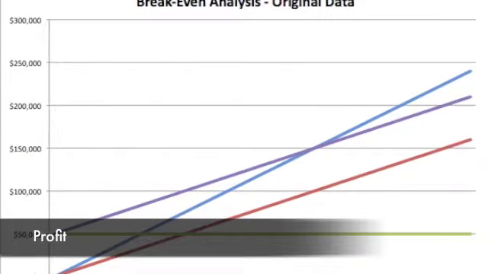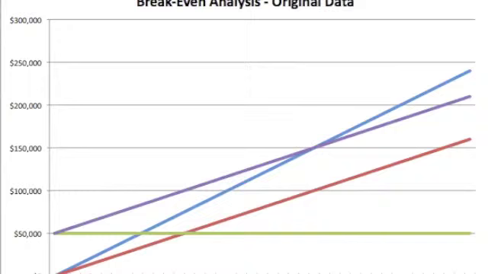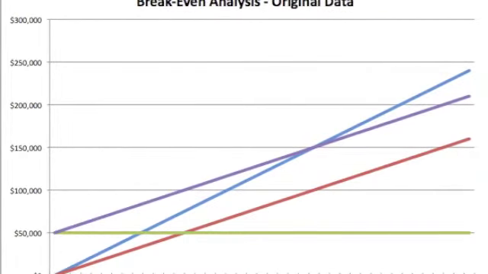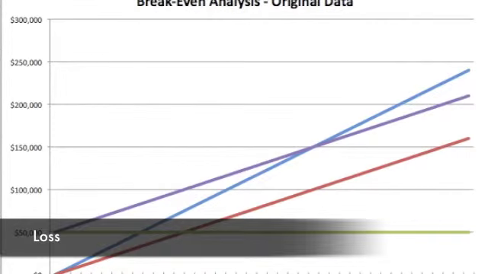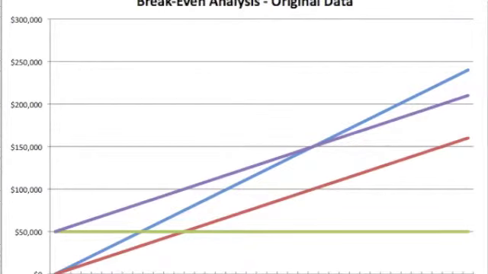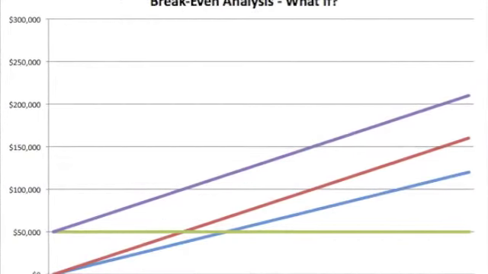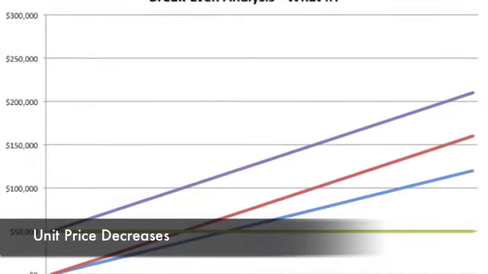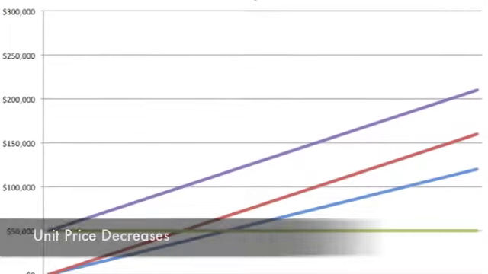There is profit where total revenue is greater than the total cost. The area between these two lines on the right-hand side of the break-even point is the profit. On the other hand, the left-hand side of the break-even point, where total revenue is lower than total cost, is the loss.